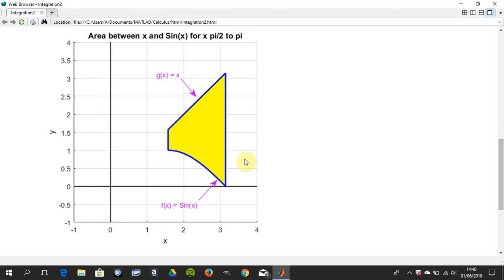They were doing a calculus problem in MATLAB and we want to get the area between y equals x and y equals sin x. Before I go any further, I'd just like to say that I took this example from the MATLAB documentation. So y equals x, y equals sin x, and we want to get that area there. Okay, so that's what we're trying to do.